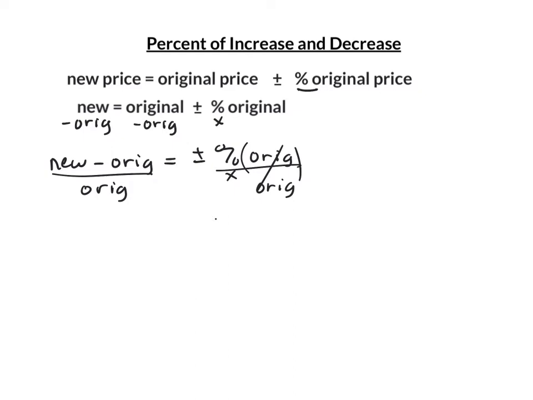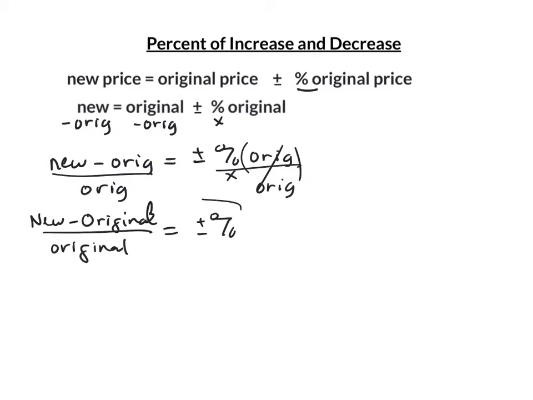And then you would see that the percent, which is either an increase or a decrease, is the new minus the original divided by the original. And you see it's the same formula. It just looks different up here. But this form is actually more of how we think of percents when we buy and sell things or when they're on sale. Let's take a look at some examples.